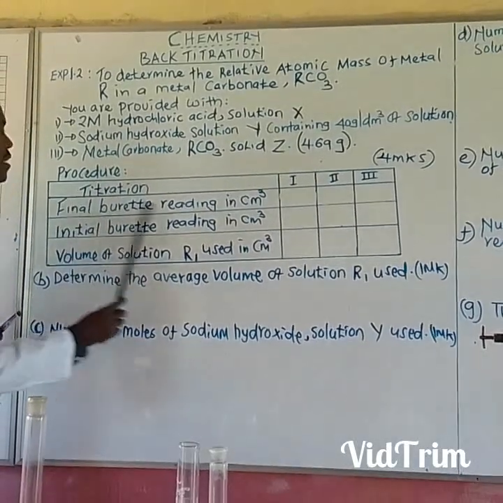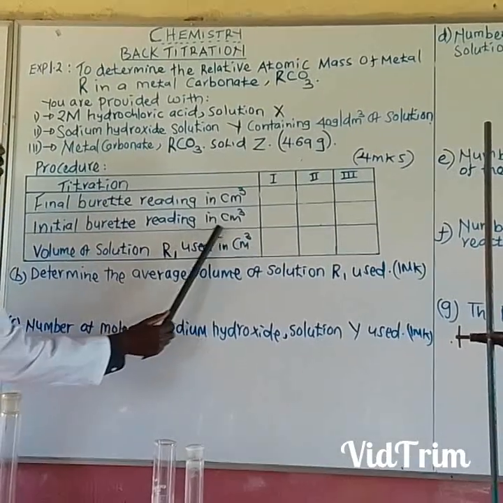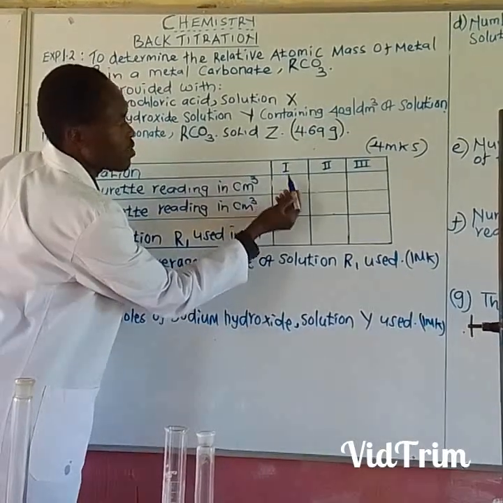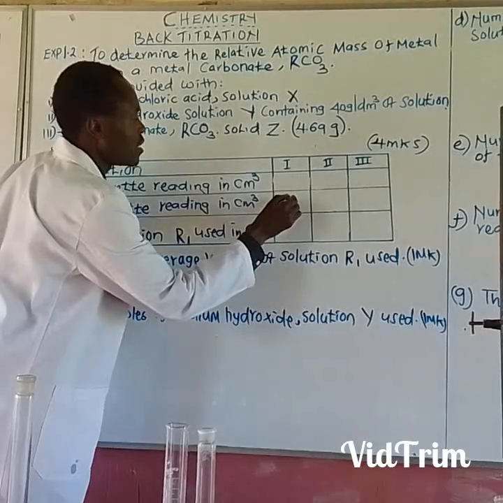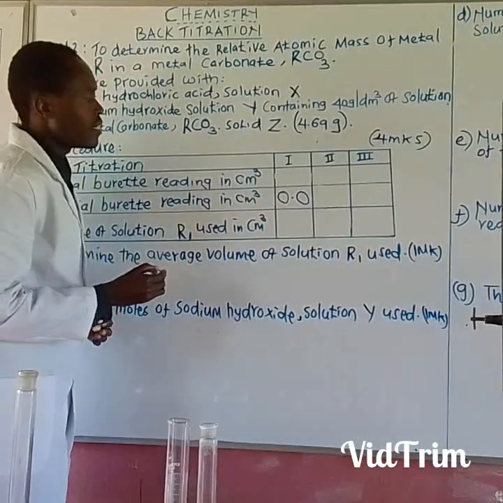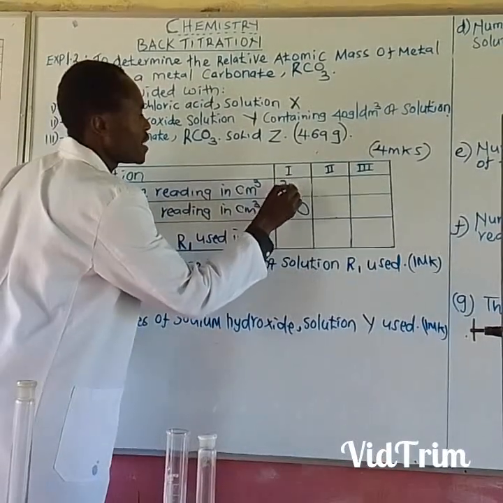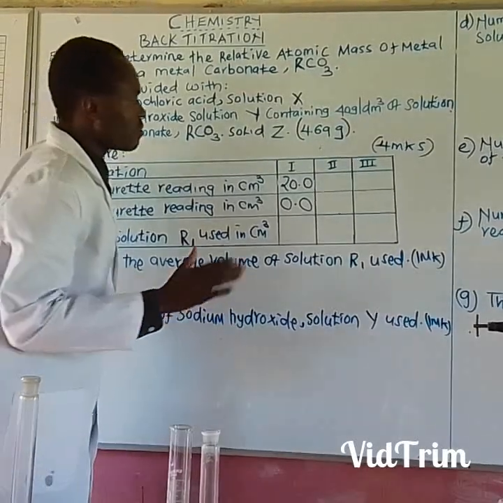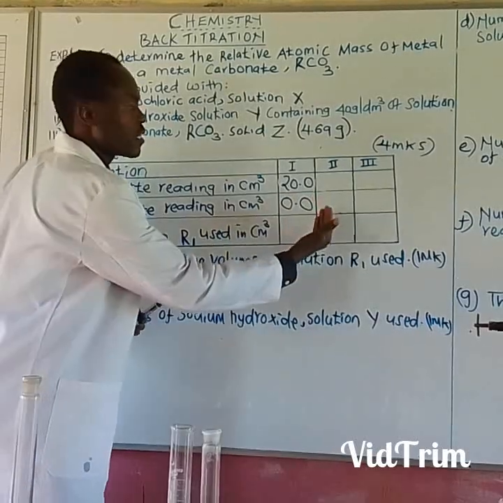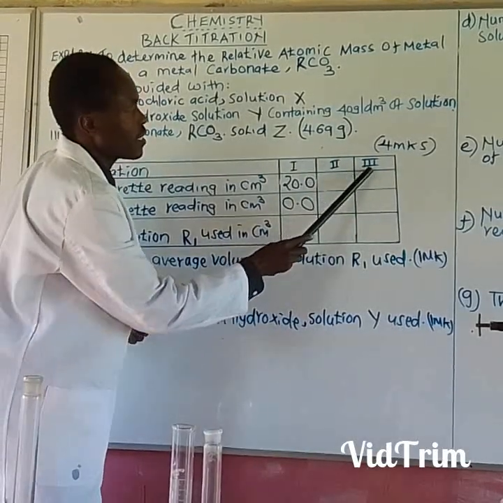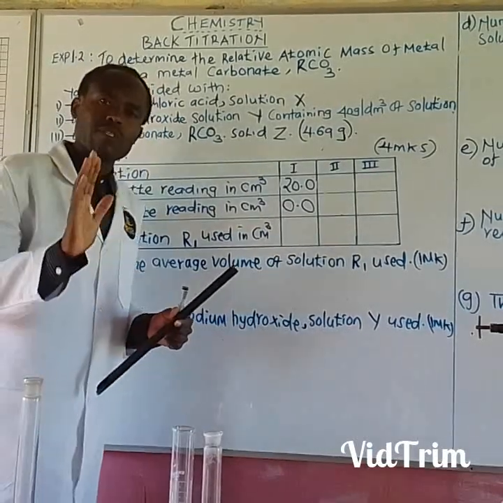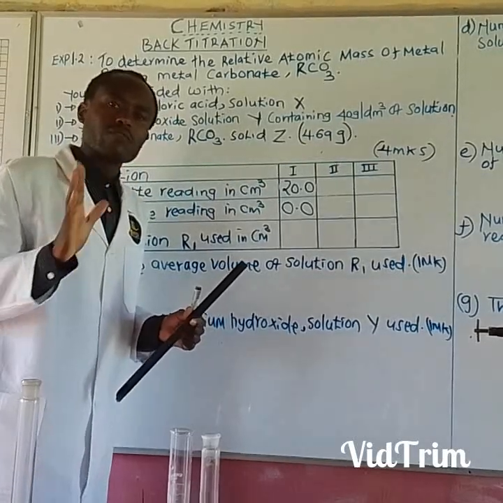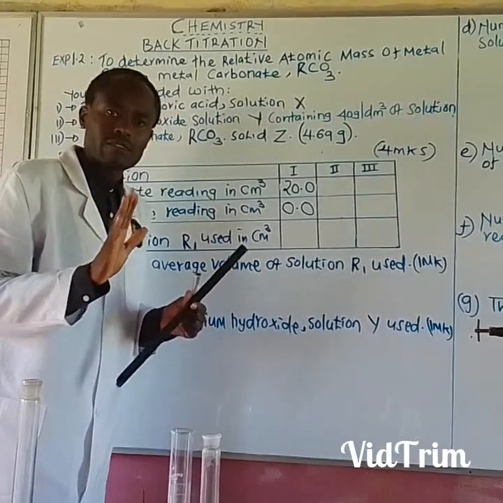So you have the final burette reading in centimeter cube, initial burette reading in centimeter cube. So the initial, I have started from, in the iteration number one, I've started from zero. So the initial reading was 0.0. Is it okay? Then the final reading, it is 20.0. Is it okay? Then, my student, you can move on and carry out the second and third titration. But it is advisable that when you carry out the first one, you carry out the second one, the third one, if you are very careful, you will see that the values are very close.